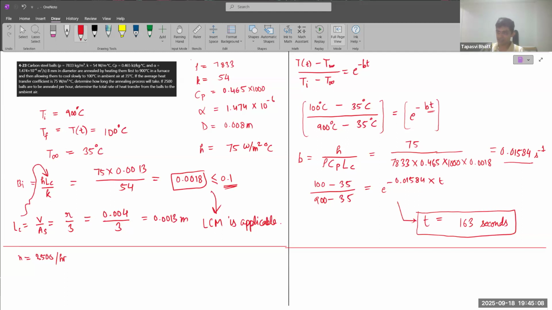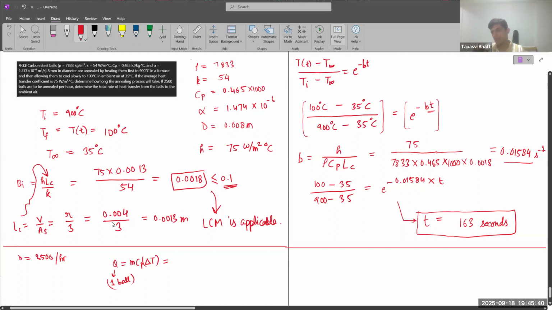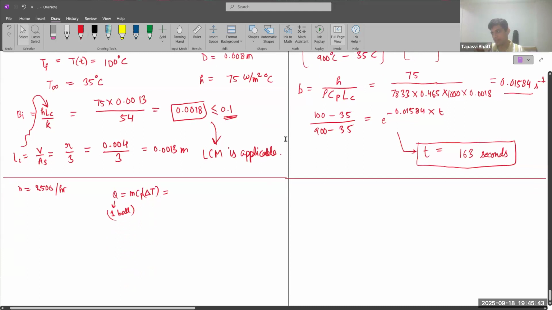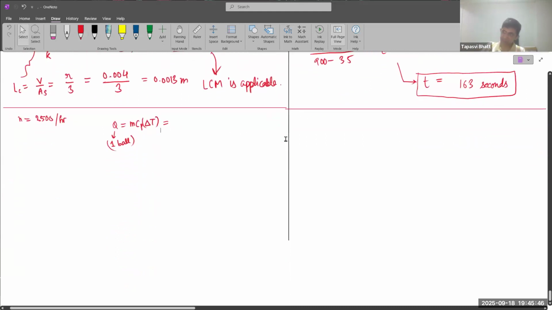Determine the total rate of heat transfer from the ball to the ambient air. So let's calculate the heat transfer for one ball. Q for one ball is mCp delta T, right? Which is, how do we calculate m? Hmm. So you'll have to do a bit of math, and because there are a lot of calculations, but every calculation is very simple.